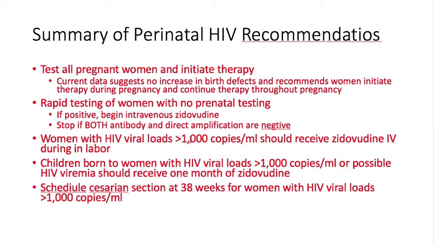Women with viral loads of greater than 1,000 copies should receive zidovudine. So if a woman comes in and you don't know what her viral load is and she does not have a non-detectable load, they would be started on zidovudine. You could get the viral load and then determine whether or not it needs to be continued. Children born to women with viral loads of greater than 1,000 or possible HIV viremia should receive 1 month of zidovudine. And I really had problems with spelling here. Schedule cesarean section at 38 weeks for women with viral loads of greater than 1,000 copies.